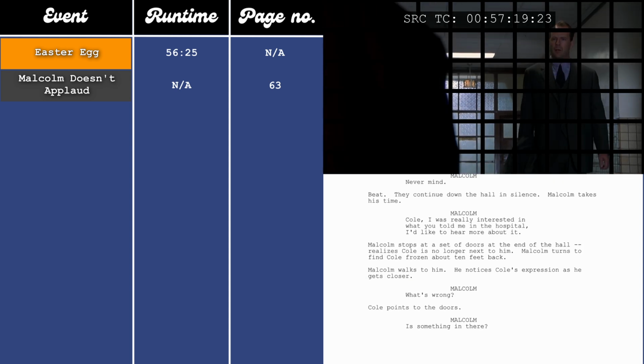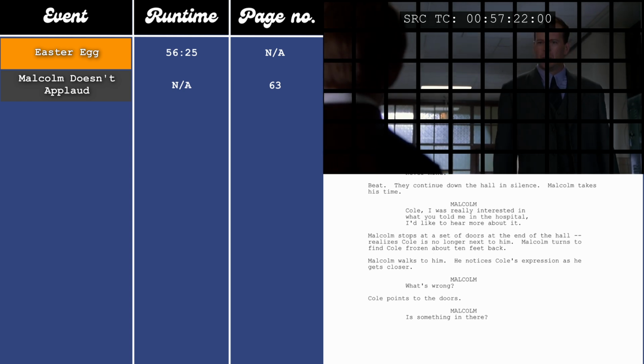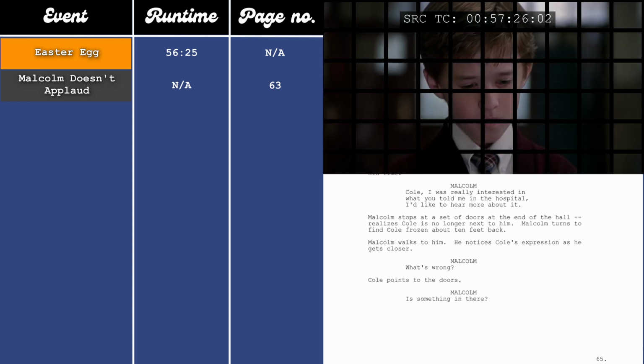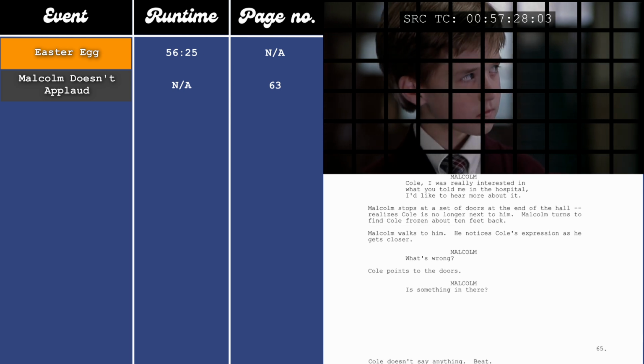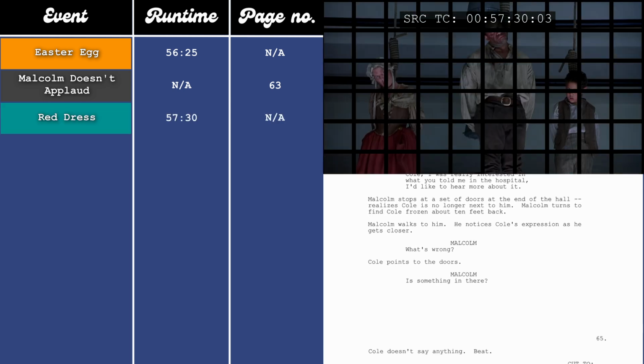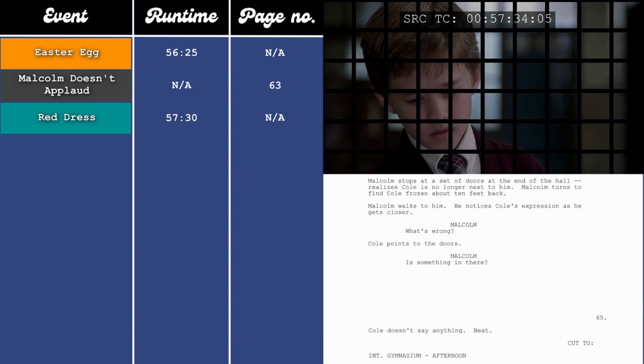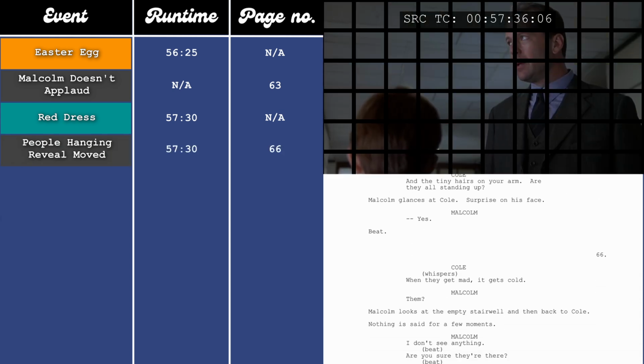The conversation after the play unfolds pretty much the same in both the film and the script. The only big difference is we get the reveal of the people hanging far earlier in the film, which happens at the 57-minute and 30-second mark, which would be page 65 in the script, but eventually happens on page 66.